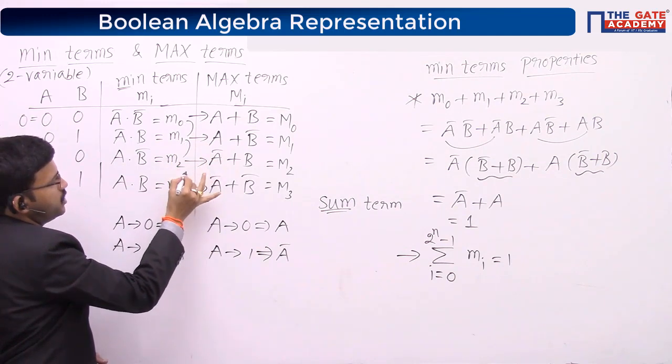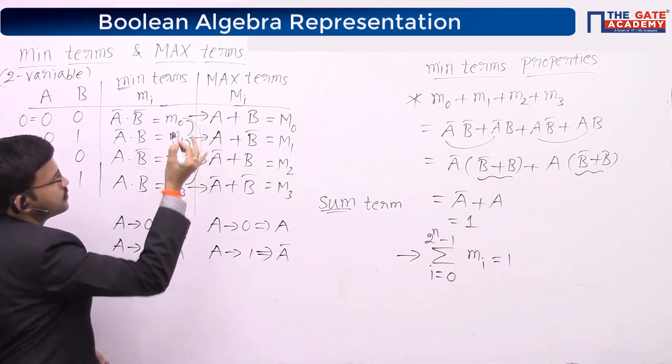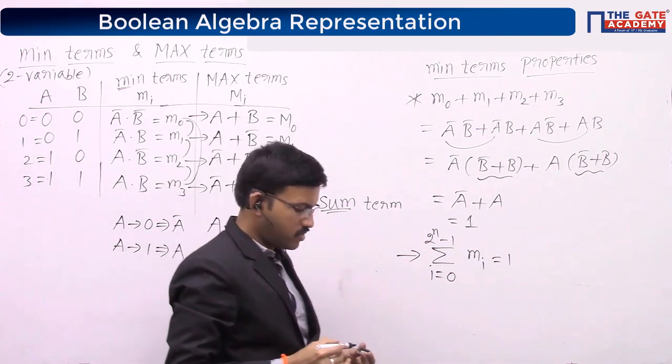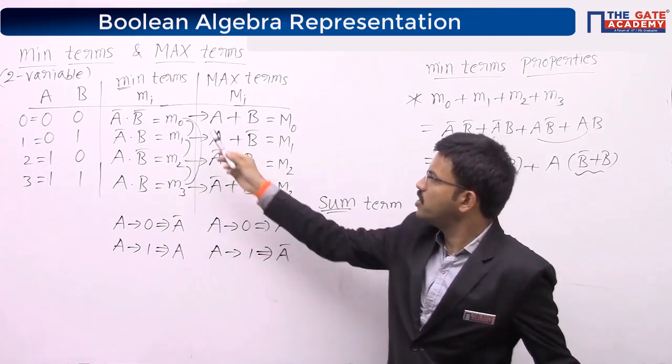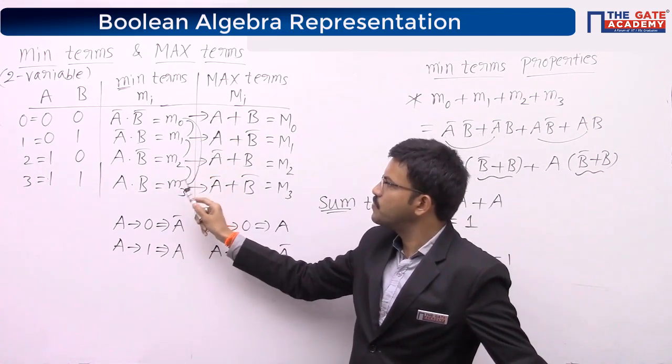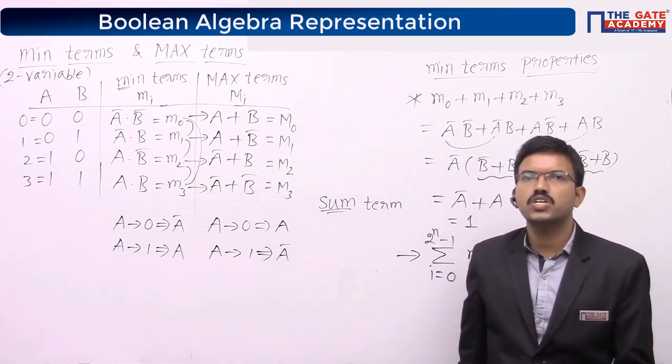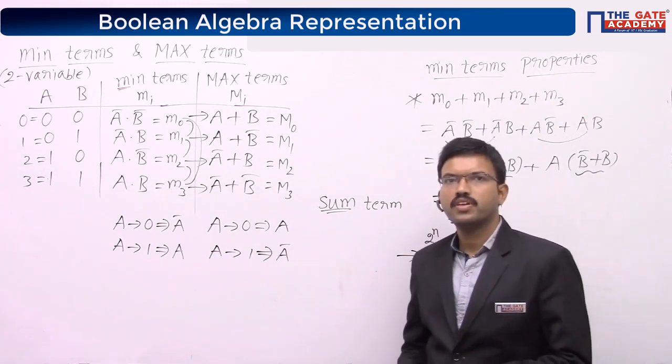If you multiply any 2 min terms, what is the answer you are getting? Multiply any 2 different min terms: m0 m1, m1 m2, m2 m3, m3 m0. What is the answer you are getting? Yeah, 0.